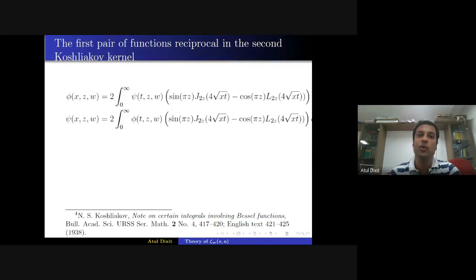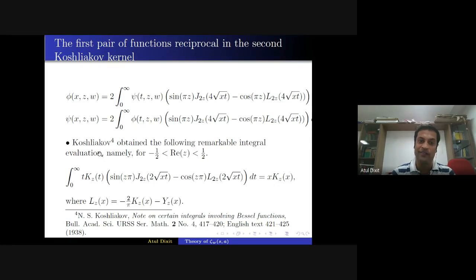But let me only tell you that I'm talking about functions which are reciprocal in this particular kernel. How do I know that such functions exist? What if that set of pairs of such reciprocal functions is an empty set?